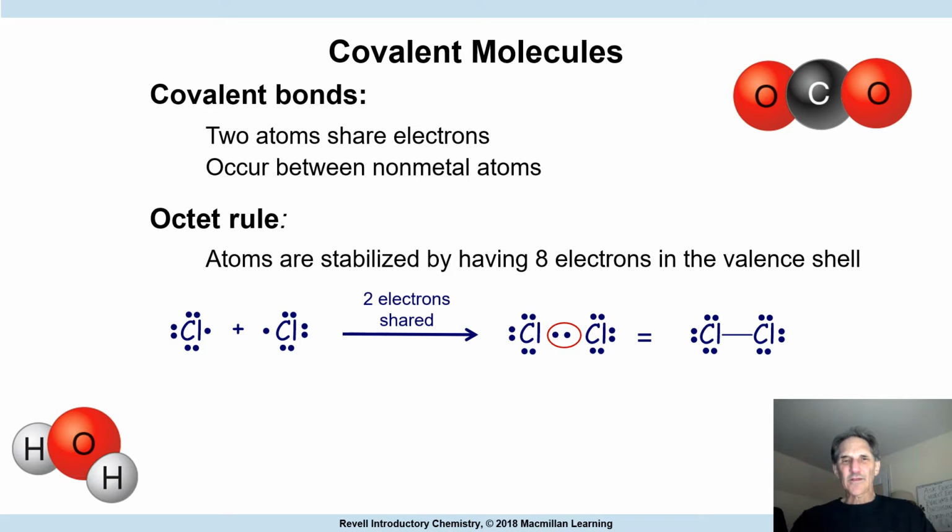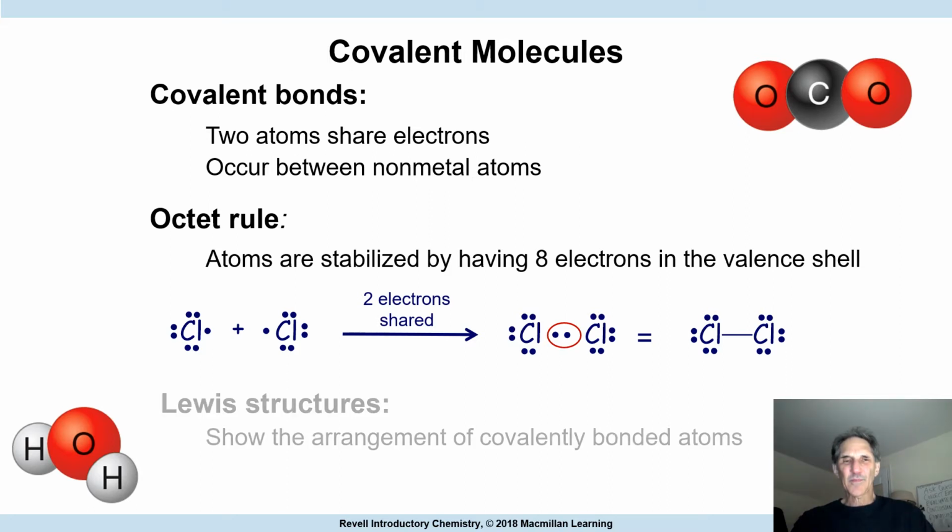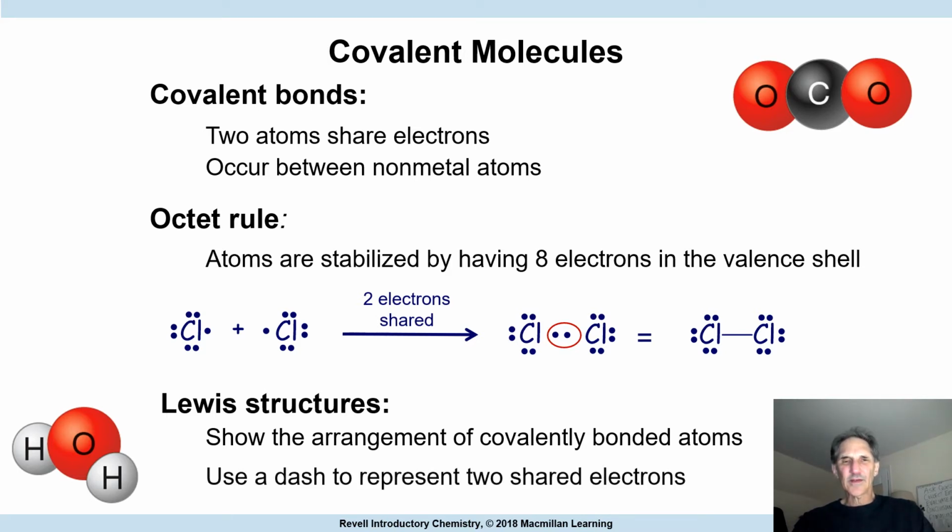And of course, when they're sharing, the way that we write that is a single bond between them, and this single bond implies that there's 2 electrons, a pair of electrons there. What we're doing here in showing the valence electrons are called Lewis structures or Lewis dot structures. When we talk about the arrangement of atoms and bonds, Lewis dot structures are the way that we show them and understand them.